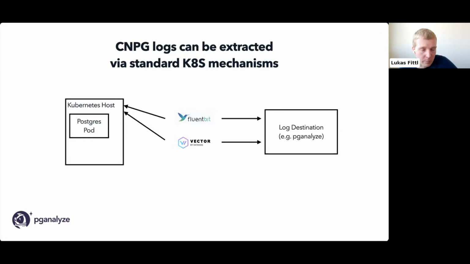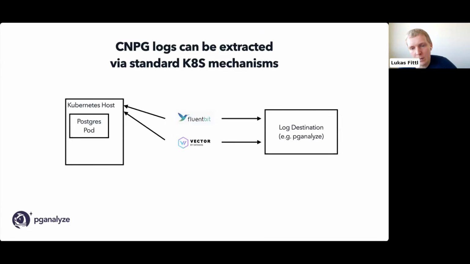But in a Kubernetes world, what happens is the pods running Postgres, the containers running Postgres, just emit the logs to stdout, basically. And then you have the Kubernetes host store these log files on the host. And then there are tools like FluentBit or Vector, which connect to the host, read the files, and then send them to destinations. In this case, the destination could be pganalyze, could be something else, your choice.